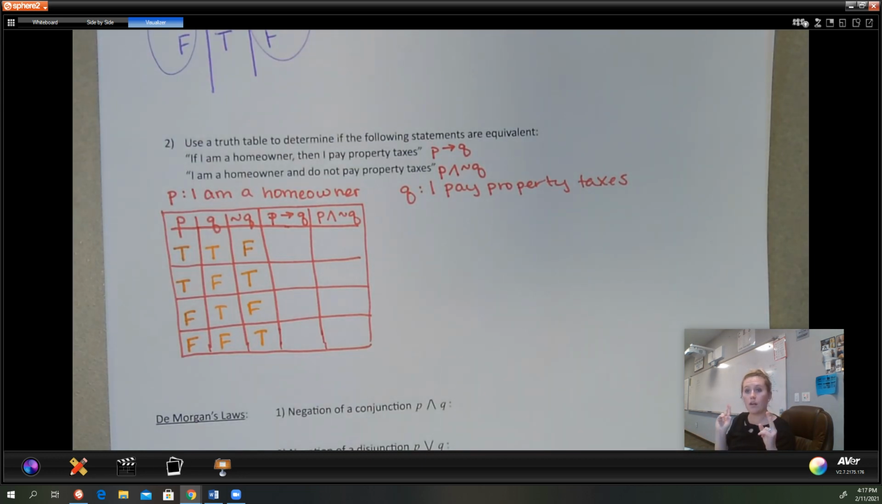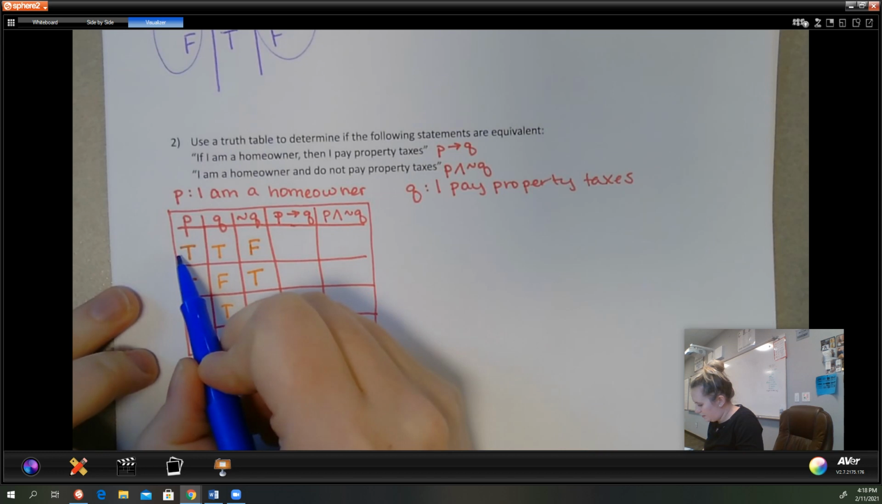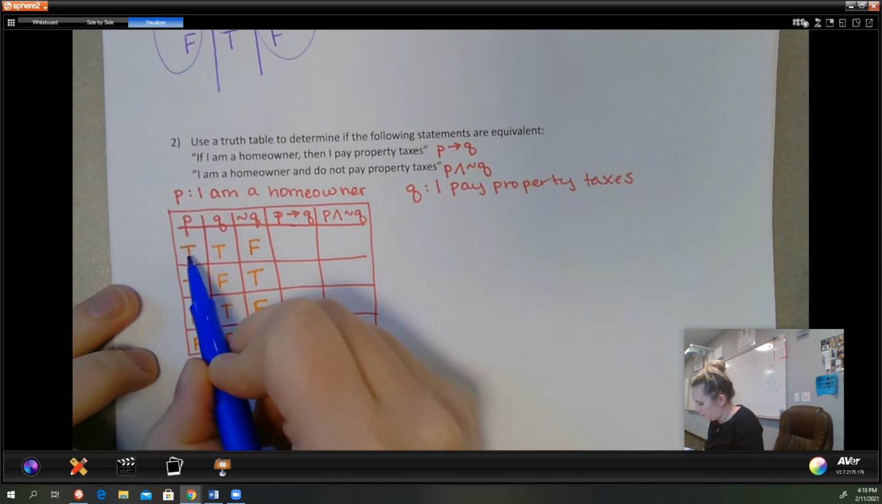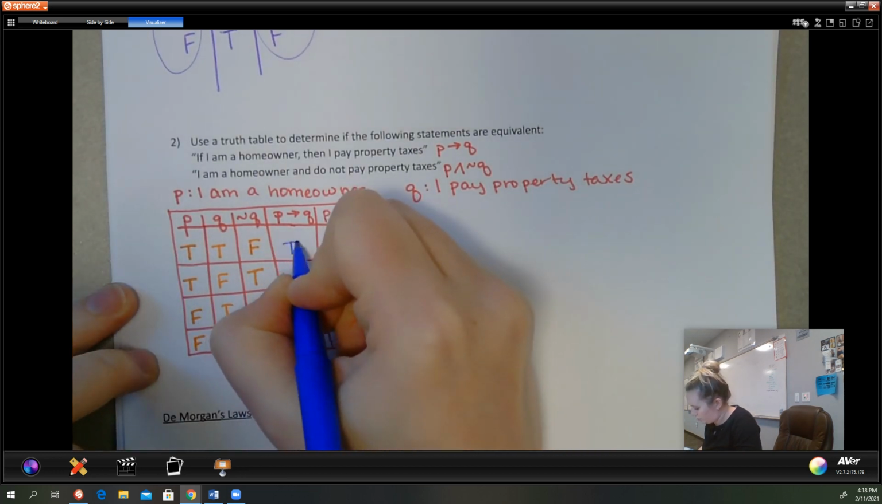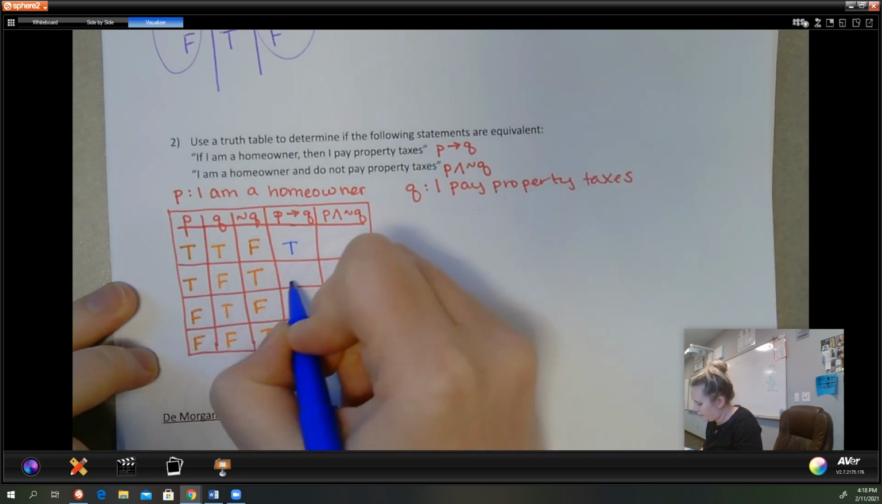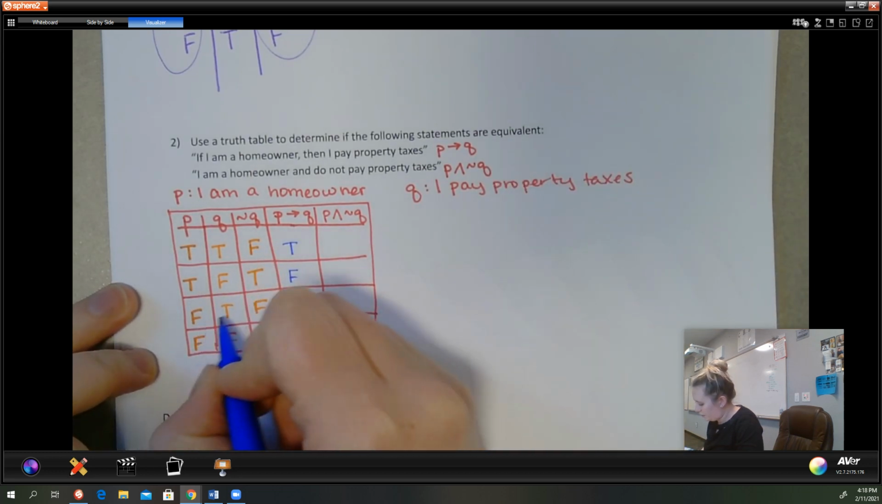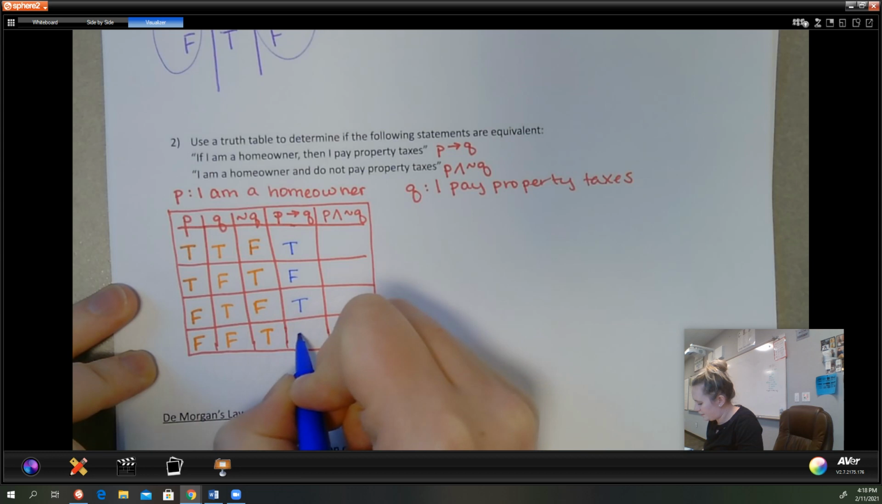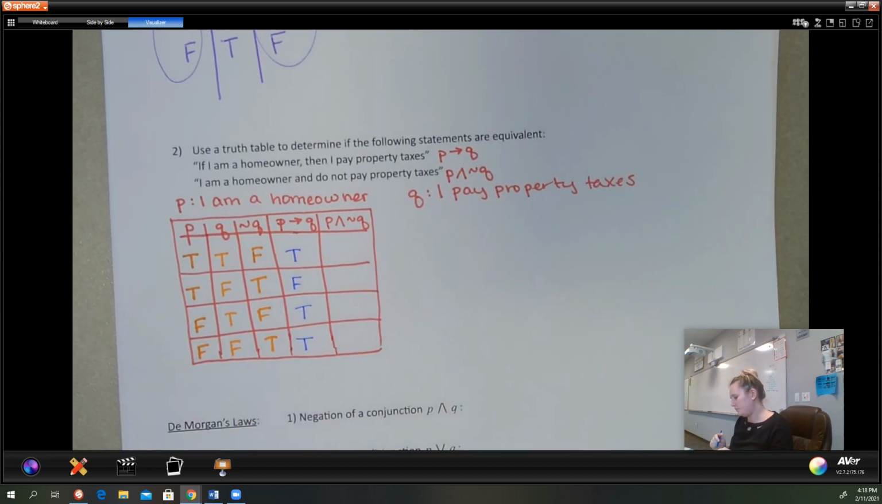Okay, then P implies Q. The rule for conditionals is if P, the premise, is true and the conclusion is false, that's the only time we get a false. So if it goes true, then false, that's the only time we get false. So here we go. P and then Q. I'm only looking at the first 2. That's true, true. All right, that's true. True, false, that's the only time we get a false. False, true is fine. False, false is also fine. So those are both true.